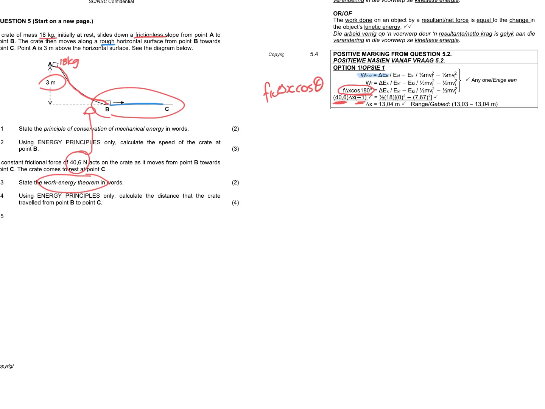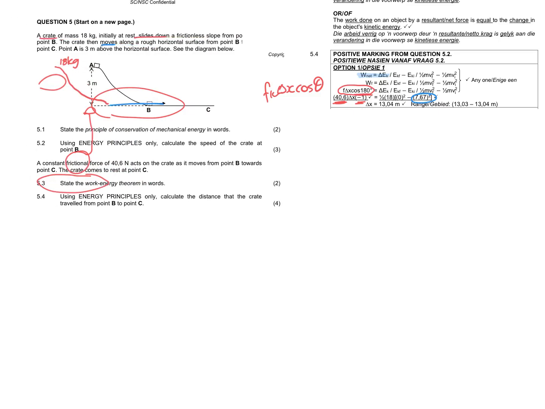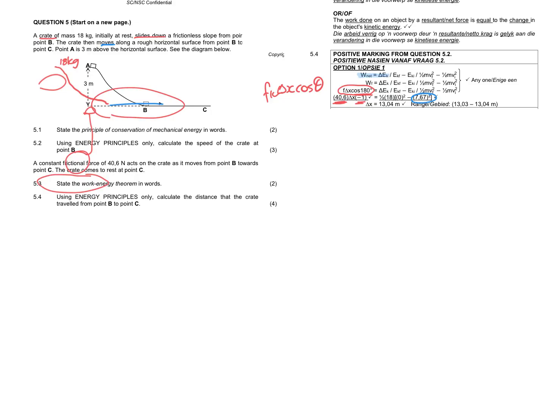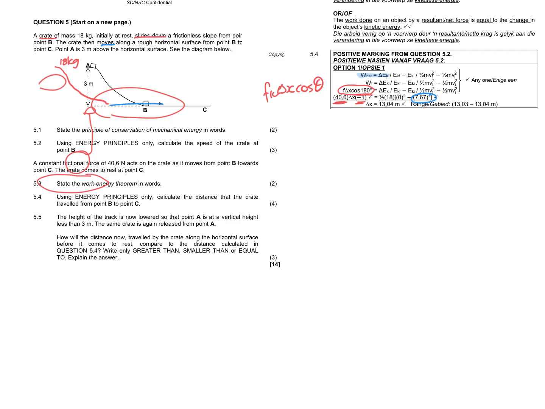So the minus 1 comes from the cos of 180, and then this 7,67 is your answer from the previous question. So this guy over here is your answer from question 5.2. This is telling you how you need to try and get answers for your questions so you can use your answers in future questions. And you see you get an answer of 13.04, and they accept anything between 13.03 and 13.04.